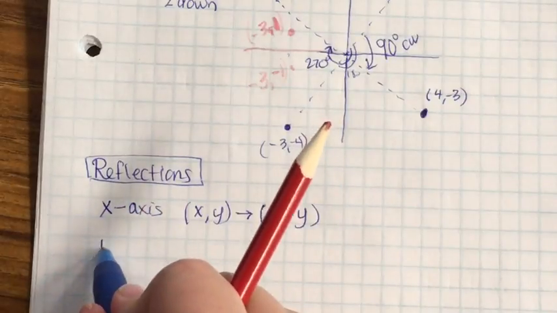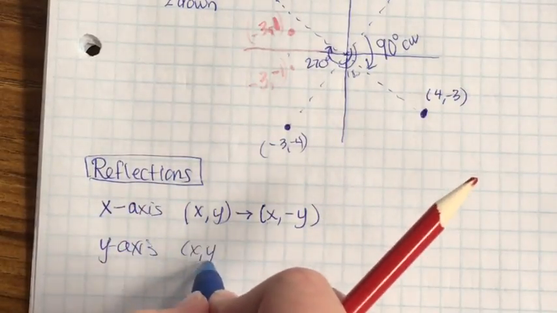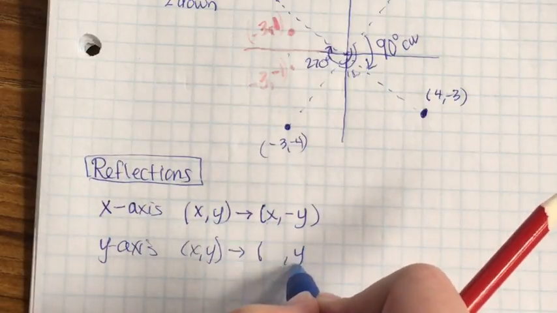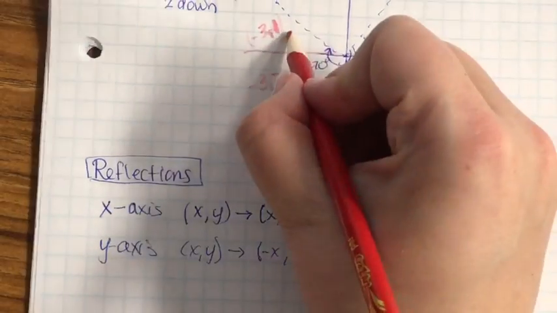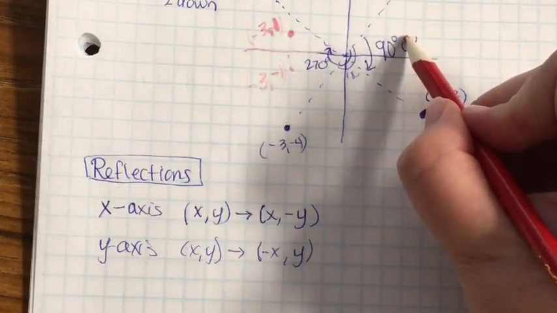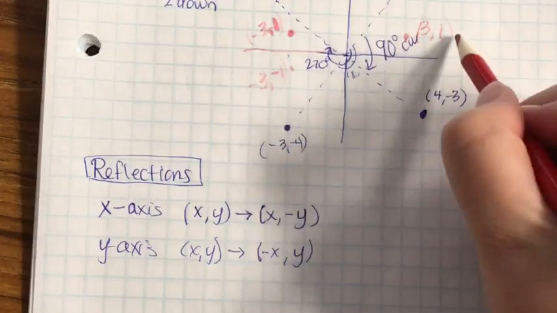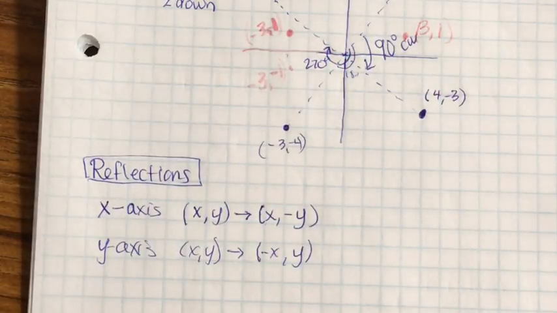If it's across the y-axis, our x, y goes to. So y-axis, the y stays the same and the x goes opposite. So if we take this same point that we started with and reflect it across the y-axis, then it would be 3, 1. So again, the y stayed the same, now the x is opposite. And those are just for those.